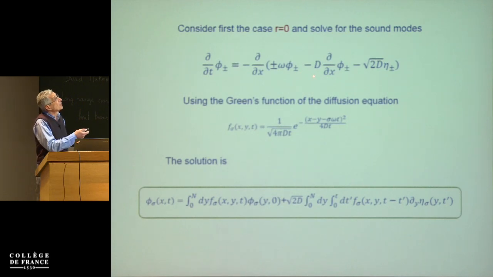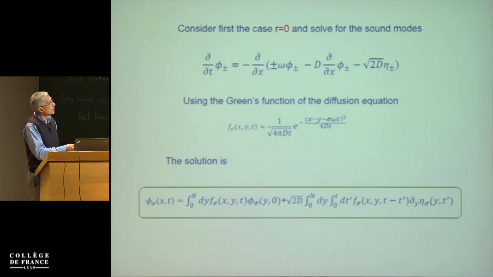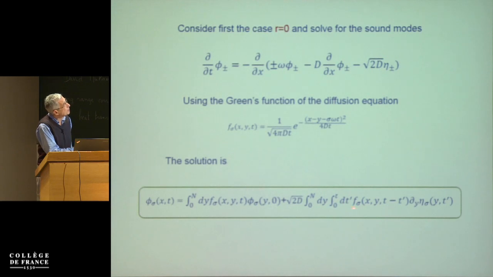And the solution of this equation with the noise and the initial condition is just that you integrate over this Green's function times the initial condition at time t equal to 0, plus you have to apply it to the noise term at any given time. It's a linear equation, you just use that. So once you have the initial condition and the noise, you have the solution for phi.